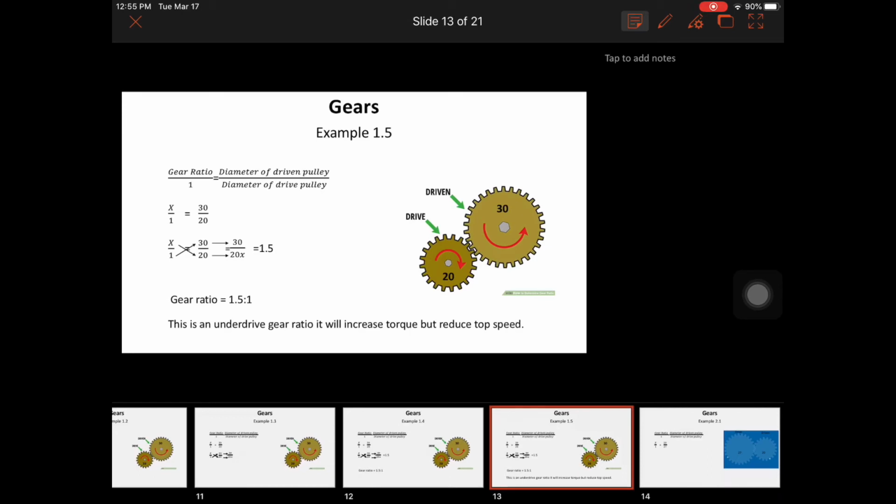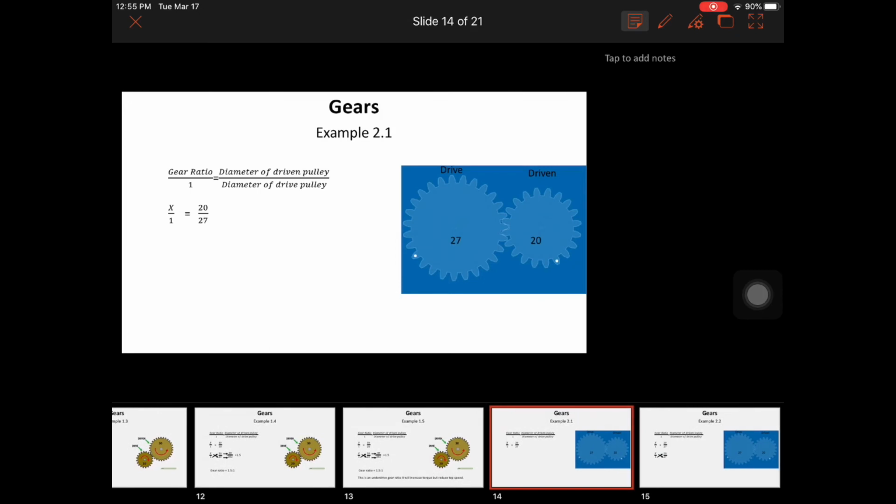So let's do another example so we can make sure we've got our heads wrapped around this a little bit. We have a drive gear with 27 teeth, so our drive gear is going to be 27 right here, and then our driven is 20. We're going to do that same setup and cross multiply: x times 27 and 1 times 20. Just so you know, remember, we are always making it over 1. So that 1 is always going to stay the same. It's never going to change when we're talking about gear ratios. That might change in other math that you do, but not when we're talking about gear ratios.